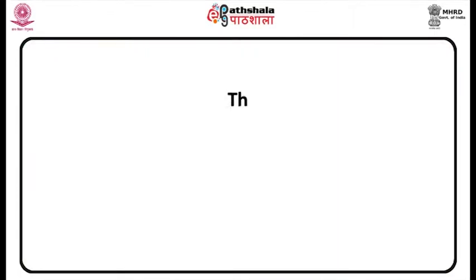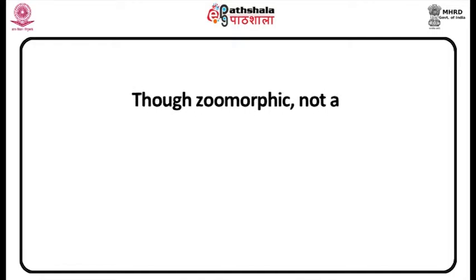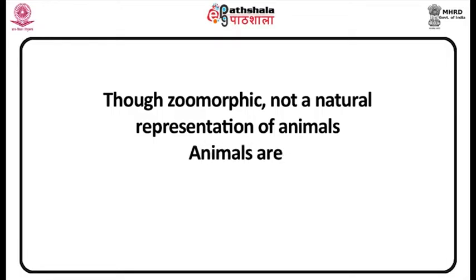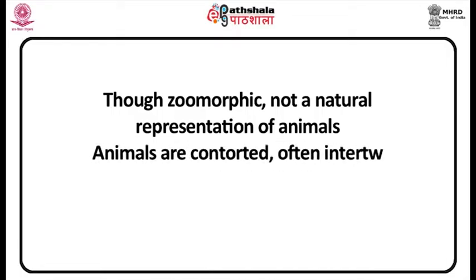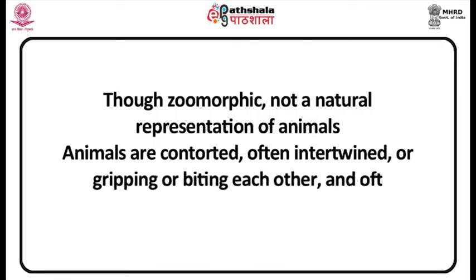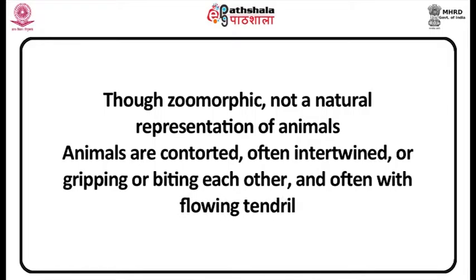Viking art, in common with almost all Germanic art of this period, is zoomorphic, but it does not attempt a naturalistic representation of animals. Instead, the animals are contorted, often intertwined and gripping and biting each other, and often with flowing tendrils. The Vikings, both men and women, were cremated in a ship in the belief that this hastened their journey.